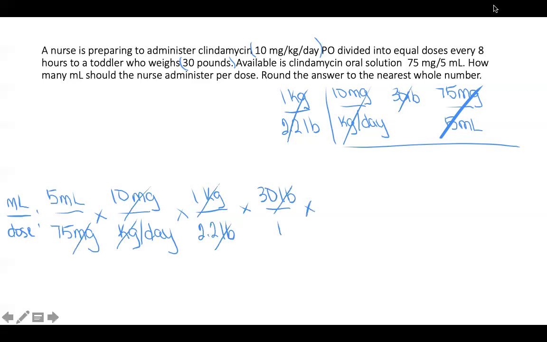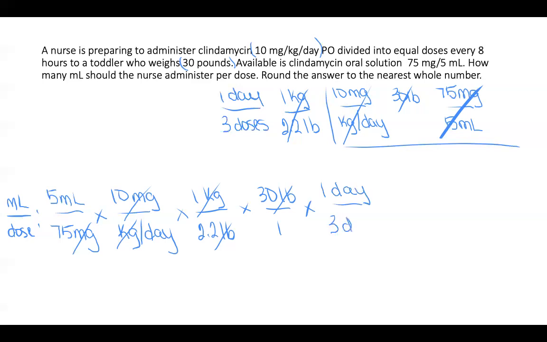Again, come back up to your order. The order is gospel. This medication is to be administered 10 milligrams per kilogram per day, divided into equal doses every 8 hours. So that means in one 24-hour period, we're going to give 3 doses. If you give something every 8 hours, it's 1 day over 3 doses. Don't forget your cheat sheet. So let's write it here, 1 day over 3 doses.